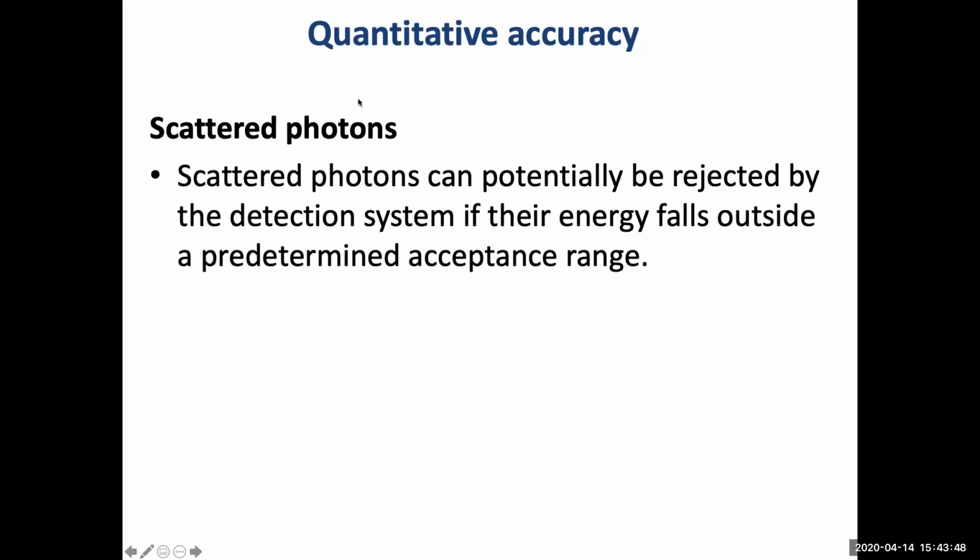Scatter photons can potentially be rejected by the detection system if their energy falls outside the predetermined acceptance range. The same thing, you remember the window defined in SPECT. Here, the same thing, there is an energy window defined, and here we have to define it around 511 keV. The window is narrower here, so we detect mainly the 511 keV photons. Anything beyond this energy will be rejected by the PET. This reduces the scatter by the energy window.